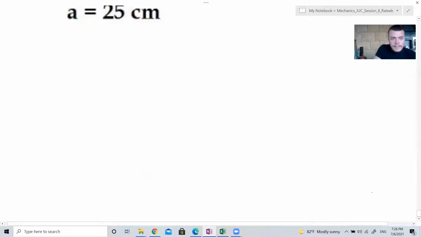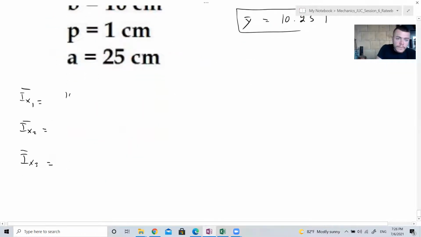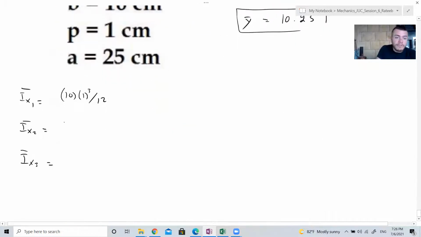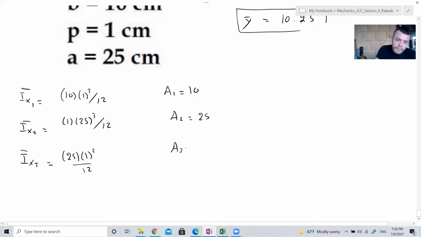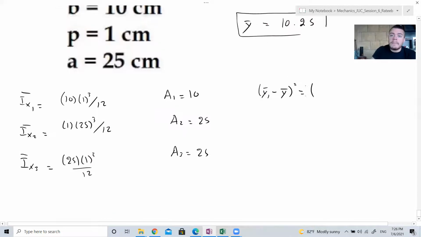هلا we need to find ix. بدي اجيب ix1 bar و ix2 bar و ix3 bar. What's ix1 bar? 10 times 1 cubed over 12. ix2 bar 1 times 25 cubed over 12. ix3 bar 25 times 1 cubed over 12. Area 1 is 10, area 2 is 25, area 3 is 25. y1 bar minus y bar squared is 26.5 minus 10.25 squared.